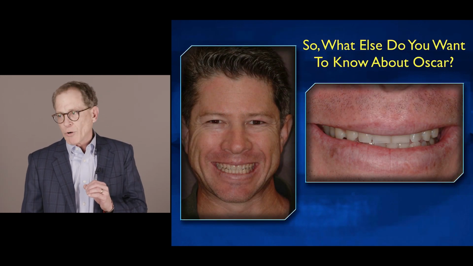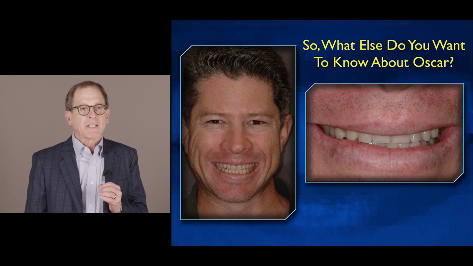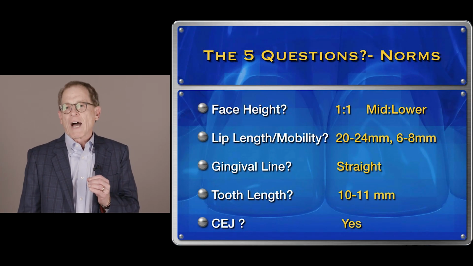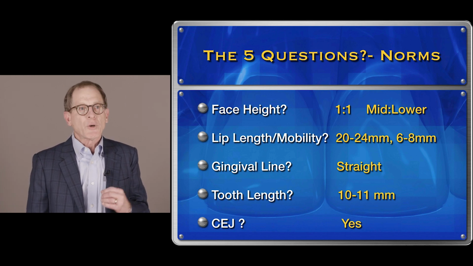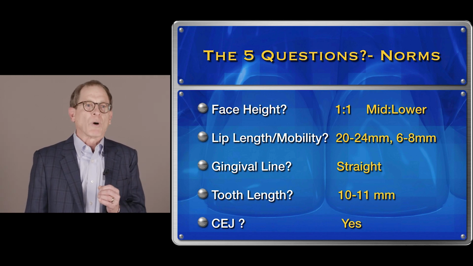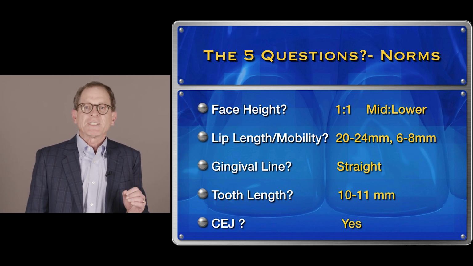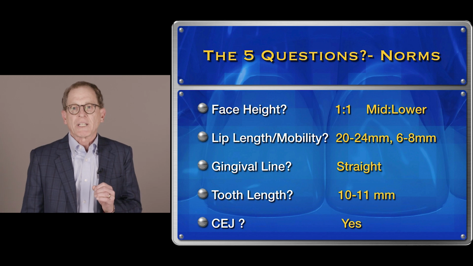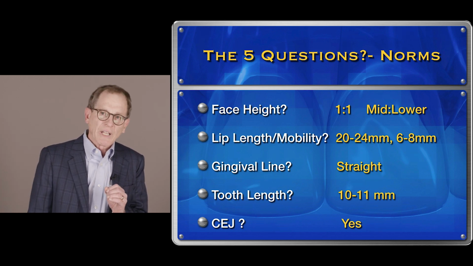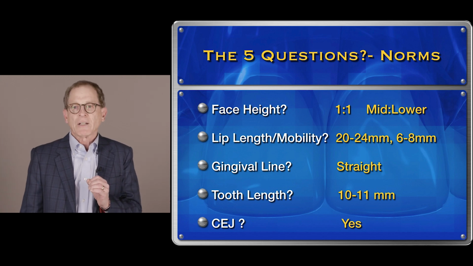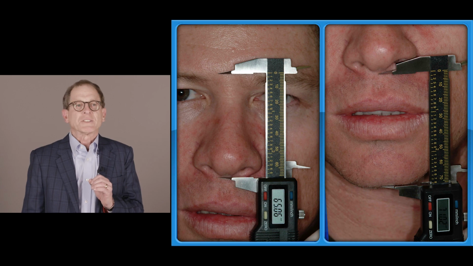So what else do we need to know about Oscar? Well, in our treatment planning system that Jeff and I teach, we have what we call the 5 questions. And in order to make a global diagnosis on a patient, you have to ask and answer these 5 questions. And those are the normal numbers on the right. We ask about face height, lip length and mobility, the gingival line in relation to horizon, the tooth length of the maxillary anterior teeth, and can you feel the CEJ and the sulcus? So let's answer the 5 questions on Oscar.